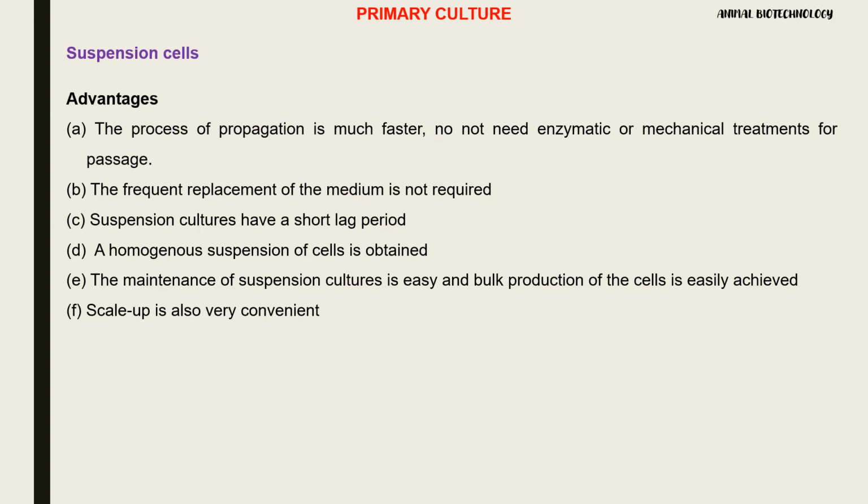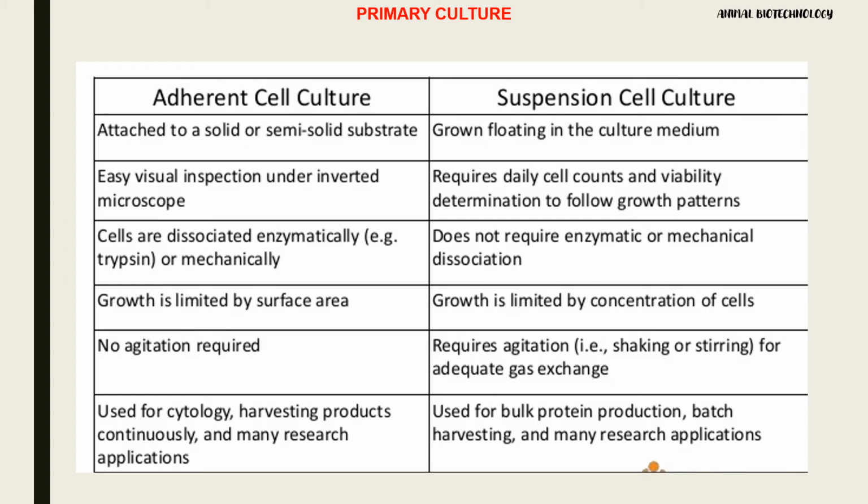Advantage of suspension cells over monolayer cells is that their propagation is much faster. They do not need enzymatic or mechanical treatments for passage. The suspension cultures have short lag period and the maintenance of suspension culture is easy. Scale up becomes convenient. A homogeneous suspension of cells can also be obtained. The table here summarizes the differences between adherent and suspension cell cultures.